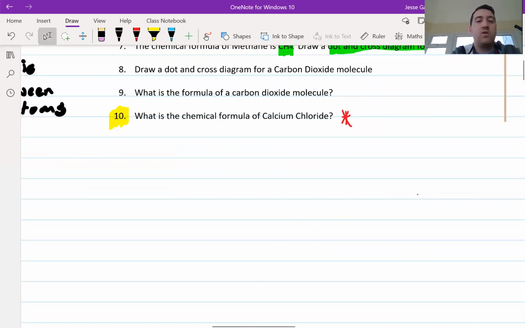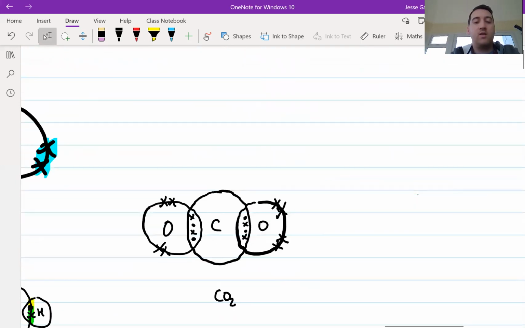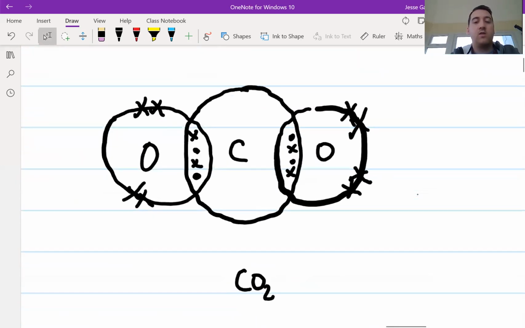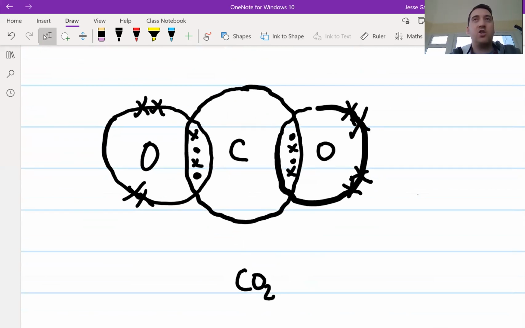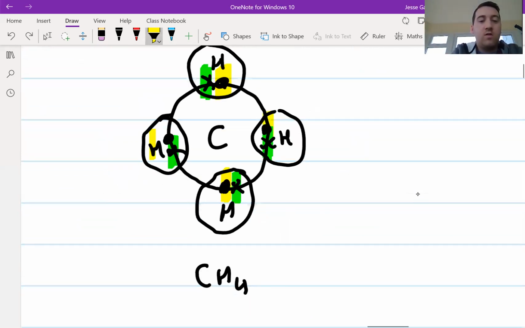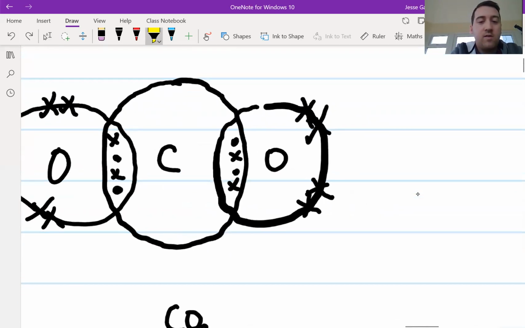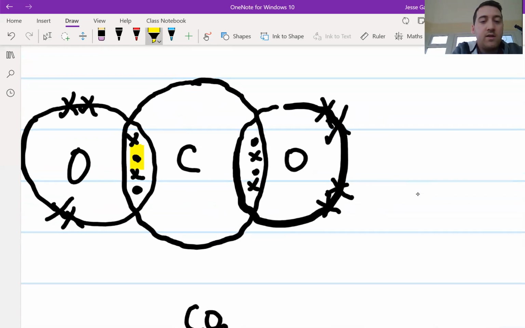Right, the next one was draw a dot and cross diagram for carbon dioxide. Carbon dioxide is CO2. This is what that one will look like. Again, using the same method I've shown you, carbon needs to share 4. So as you can see, it needs to share all of its electrons. So here are carbon's 4 electrons. The four dots are carbon's electrons. Here's 1 of carbon's electrons, this dot. Here's another one, here's another one, and here's another one. 4 dots are carbon's electrons.